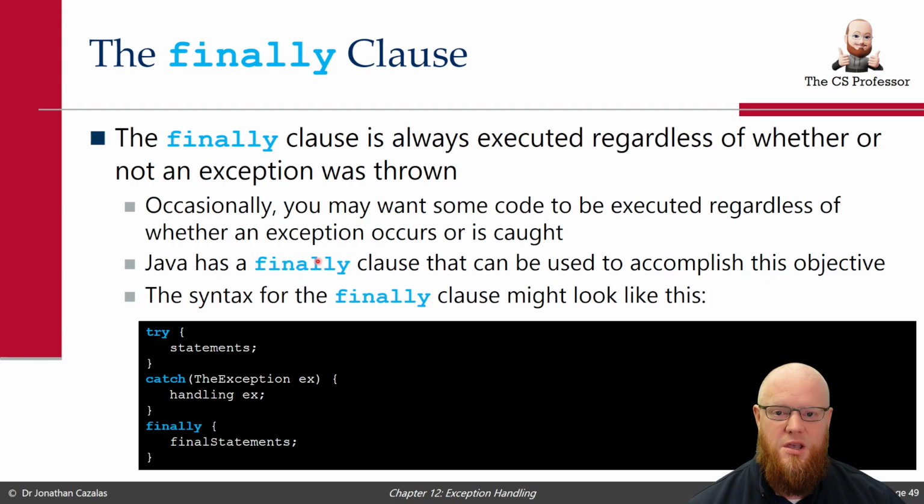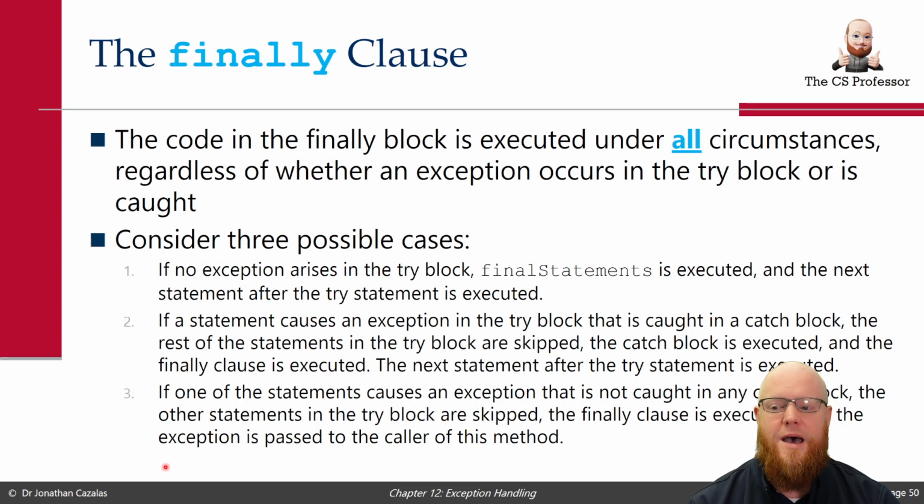The finally clause, we're getting near the conclusion here. The finally clause is super helpful. It's going to be executed regardless of whether or not an exception was actually thrown. So sometimes you just want code to be executed regardless of whether or not you encountered an exception. Java has a finally clause to accomplish this objective, and this is the syntax. You have your try catch like normal, and then you have finally. And inside this finally block, we just have some final statements that are executed regardless of whether or not we encountered an exception.